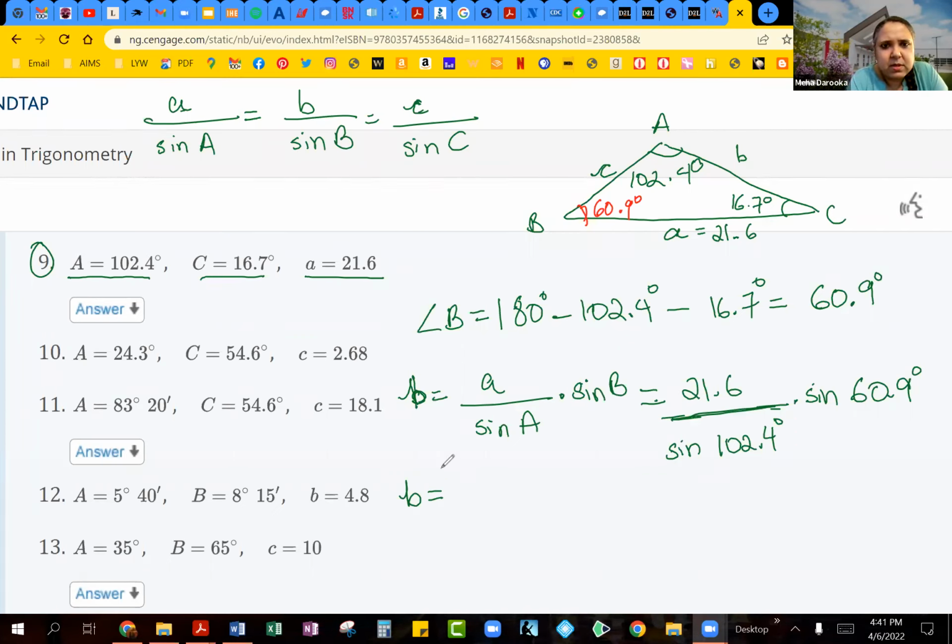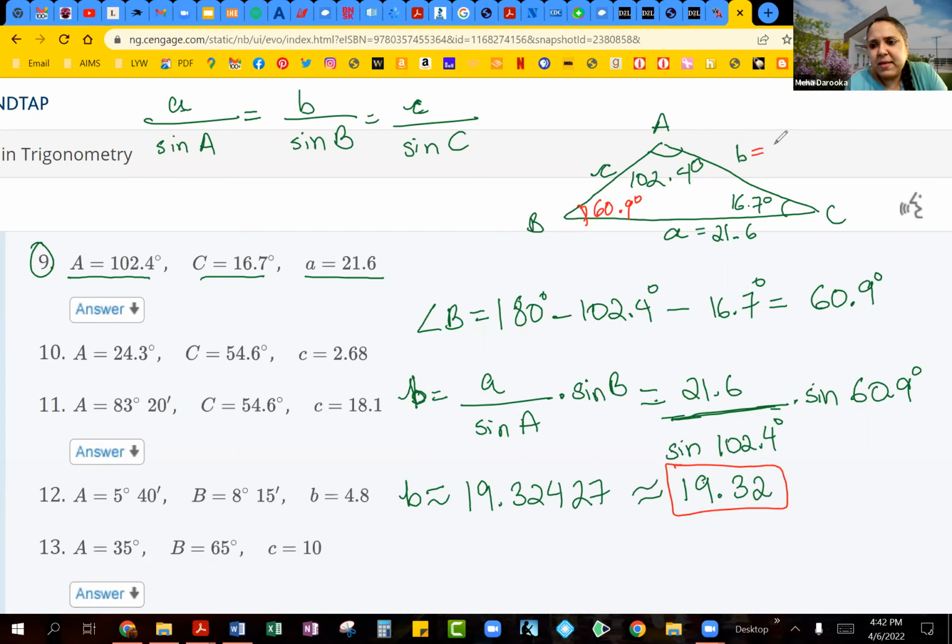So, as an approximate answer, when I'm looking at my calculator, I have 19.324, and it keeps going. So rounding it to 2 decimal places will definitely bring us to 19.32. All righty, perfect. So that is going to be side B.